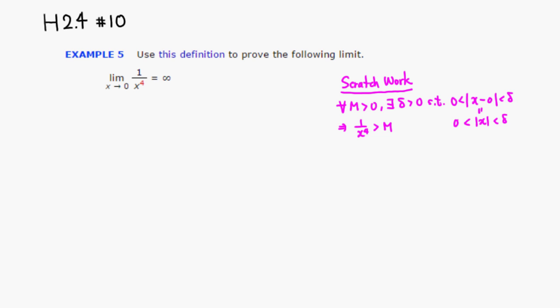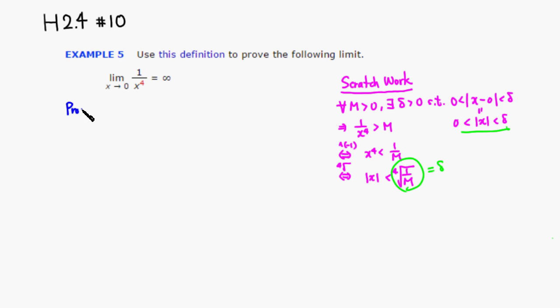Here I'm going to take the reciprocal of both sides, and we get x to the fourth is less than 1 over M. And when you take the reciprocal, you have to change the direction of the inequality. Then after that, we can take the fourth root of both sides. You get the absolute value of x, and this is going to be less than the fourth root of 1 over M, right? So we think that this is going to be the delta value, because we compare with that. So we can write a proof.